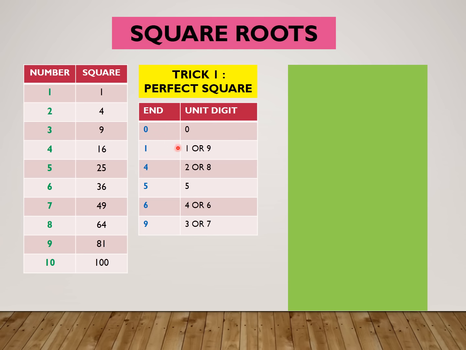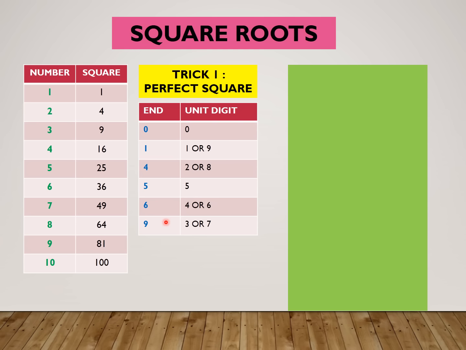If a number's unit digit is 1 or 9, such as 31 or 89, then its square's unit digit will always be 1. If a number's unit digit is 4 or 6, such as 24 or 66, then its square's unit digit will always be 6, and similarly for other unit digits according to the table. So we can conclude that a number will be a perfect square only if its unit digit is 0, 1, 4, 5, 6 or 9.